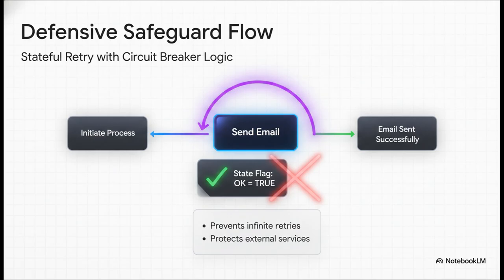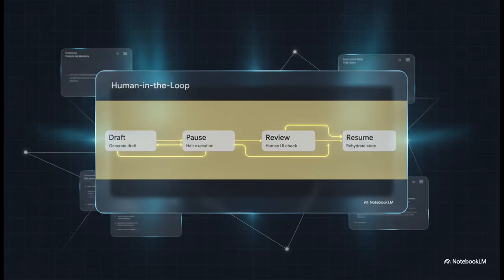That simple check prevents a resumed workflow from spamming a user or slamming an external API twice. And this builds perfectly into human-in-the-loop workflows. For those truly irreversible actions, just put them behind human approval. Burr actually natively supports this.